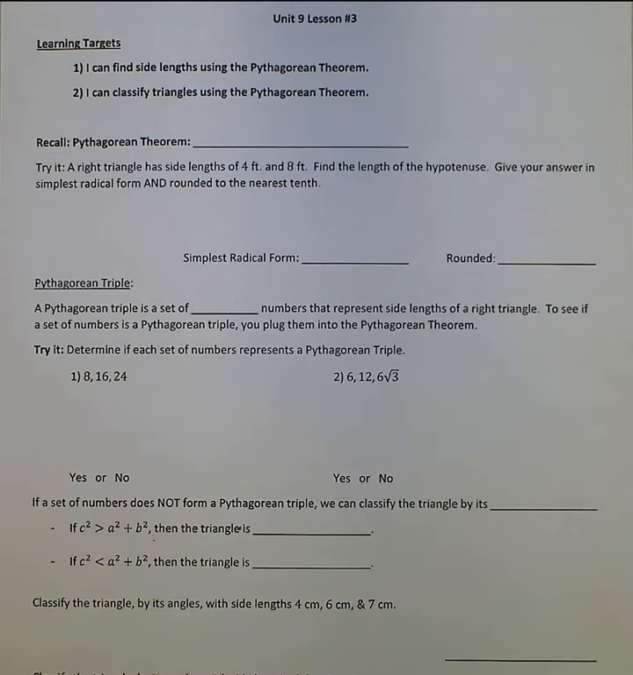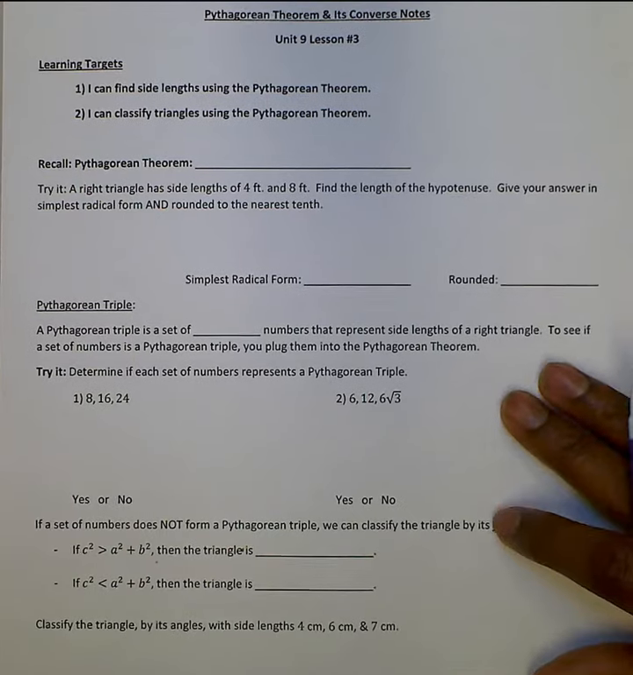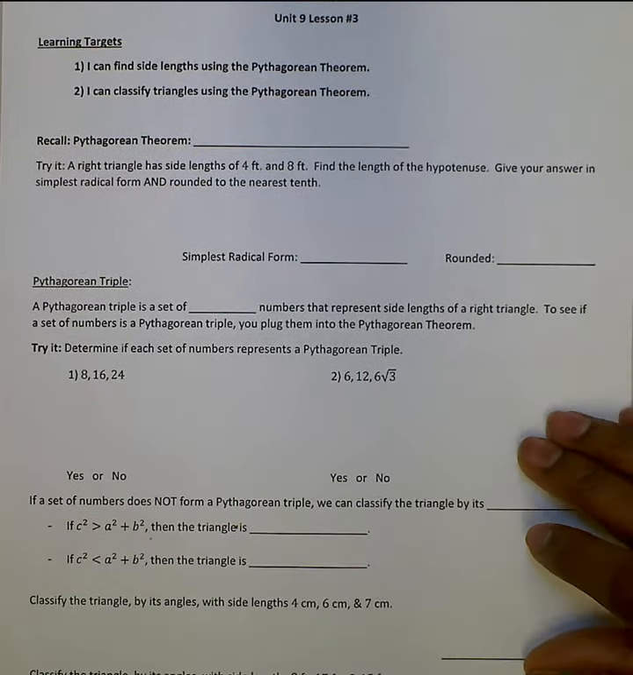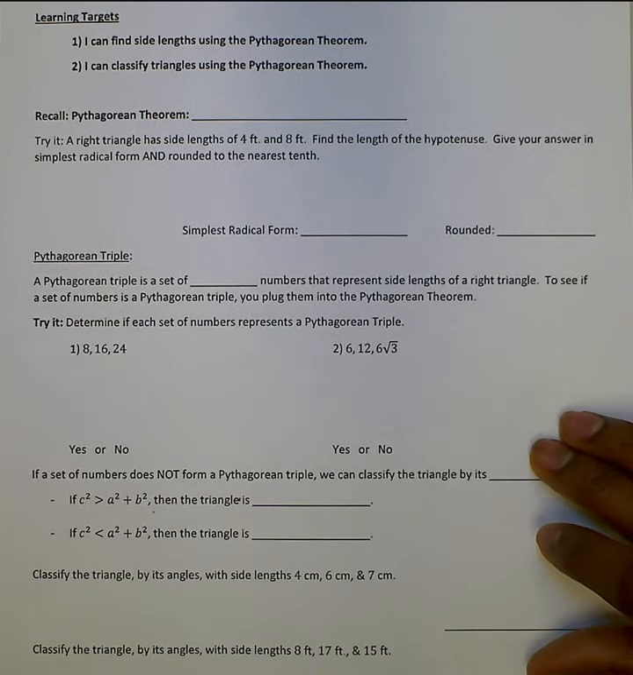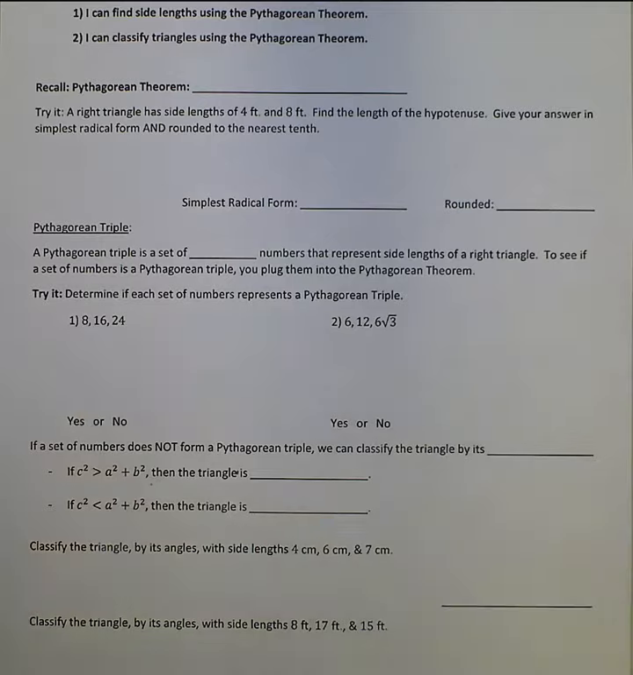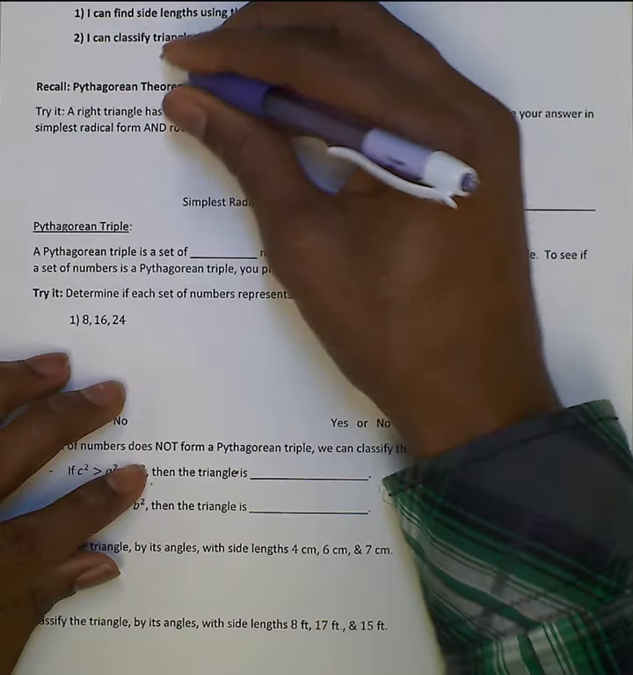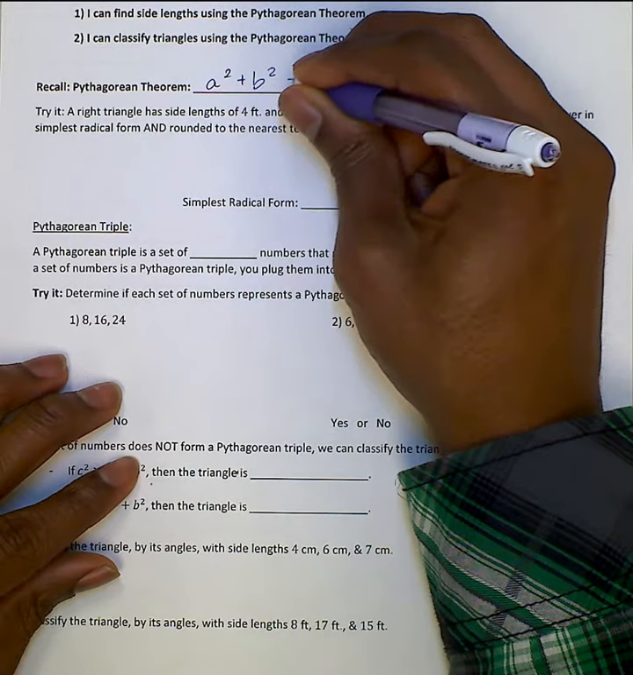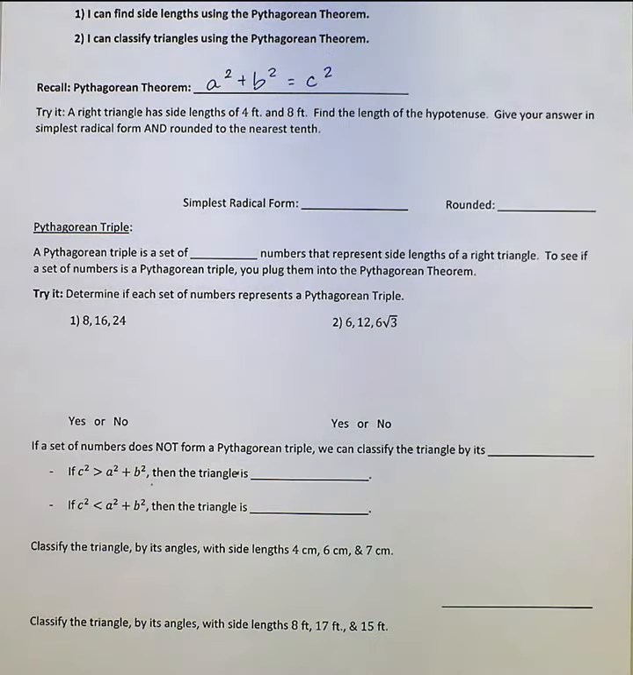Today we're going to talk about Pythagorean theorem and its converse. At the end of this video you should be able to find side lengths using the Pythagorean theorem, and you should be able to classify triangles using the Pythagorean theorem. Recall that Pythagorean theorem is a squared plus b squared equals c squared. Remember that we can only use it in right triangles to find sides as it is written.